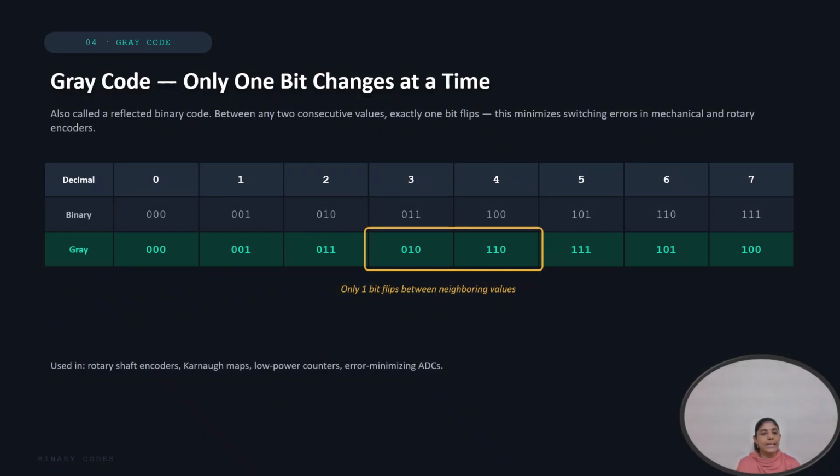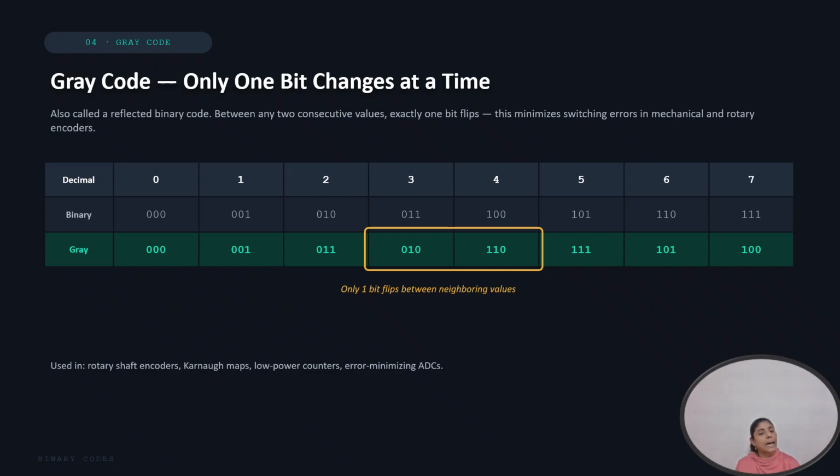The next one is the gray code. Remember, gray code is also a non-weighted code, which means there is no need for any positional weight for the bits. So what is the gray code? Only one bit changes at a time. That is a gray code, right?